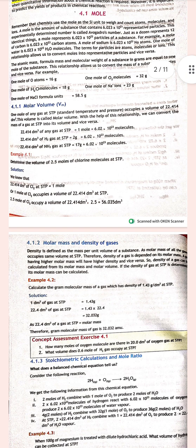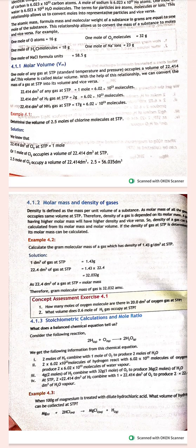Now we have the molar volume. So 1 mole of any gas at standard temperature and pressure occupies a volume of 22.414 dm³, and this volume is known as molar volume. With the help of this relationship, we can convert the mass of a gas at standard temperature and pressure into its volume and vice versa. For example, 22.414 dm³ of any gas is equal to 1 mole, which is equal to 6.02 × 10^23 molecules.